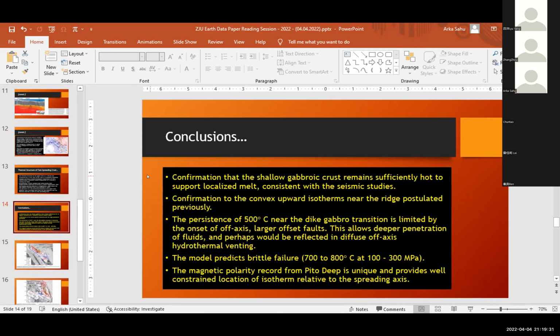This model also predicts a brittle failure at 700 to 800 °C at a pressure of 100 to 300 megapascals. So this model was able to constrain the location of isotherms at relatively fast spreading axes.